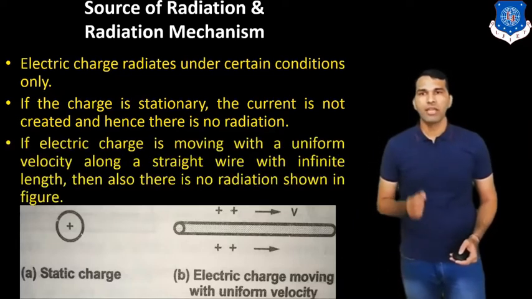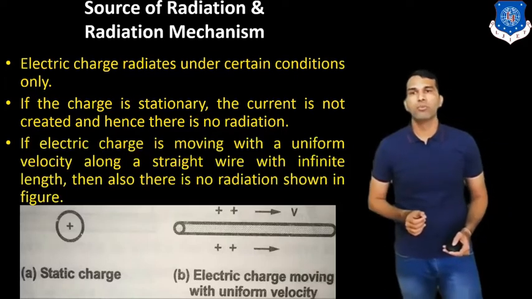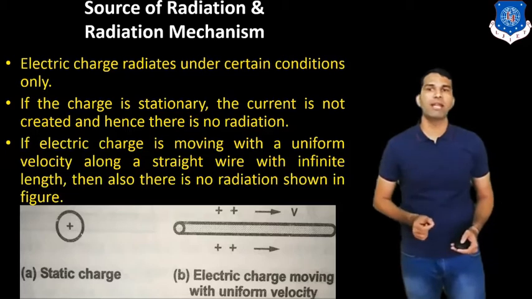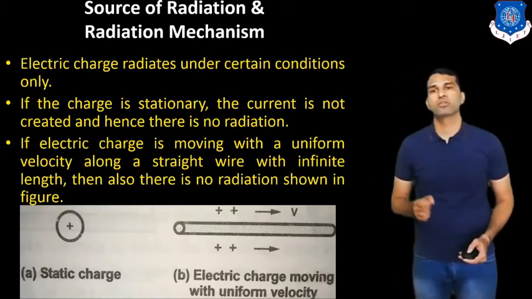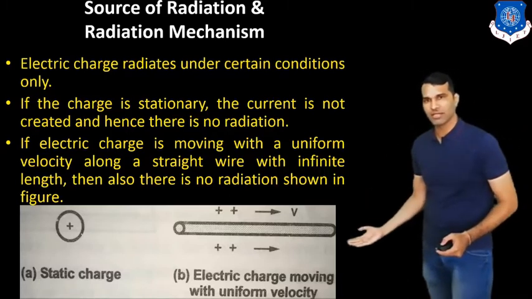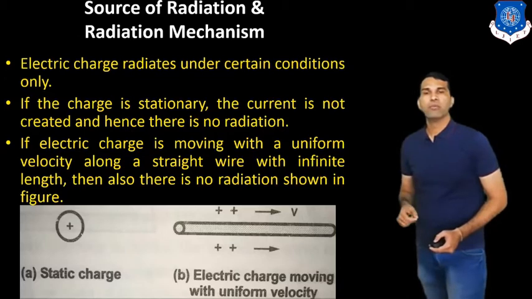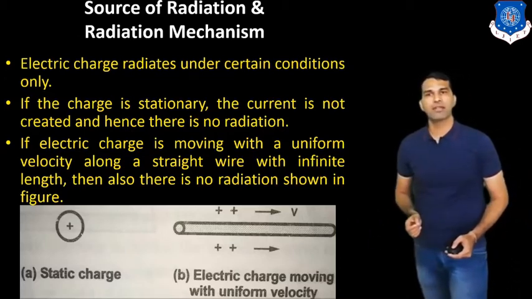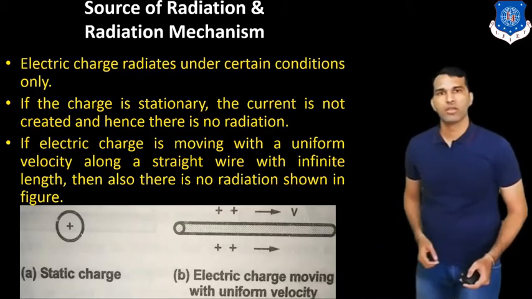Now, if the electric charge is moving with uniform velocity along a straight wire with infinite length, then there is no radiation, as shown in the figure. Here we can see the electric charge moving in a straight wire of infinite length, so there is also no radiation produced.